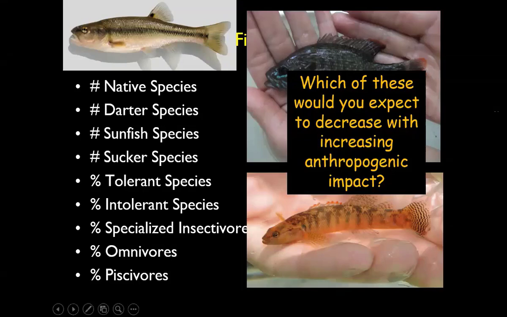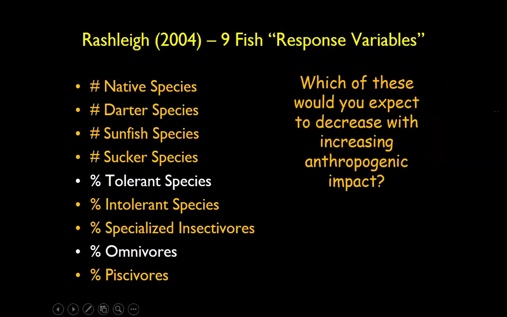So Rashleigh said that she would expect all these except for 2 to decrease as human impacts increase. So the number of species, some suckers are actually intolerant. The northern hog sucker is. So in this area, predicted that the only ones that might increase are tolerant species and omnivores. Why might you find more omnivores as disturbance increases? These are fish that can feed on both plants and animals. Why might you find more of them percentage-wise as disturbance increases? Any thoughts?